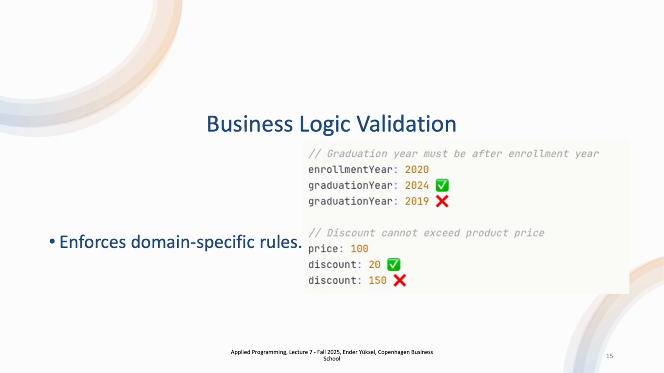Another example is that discount cannot exceed the product price. So if the price of a product is 100 units, then the discount cannot be 150, because then it's larger than the product price.